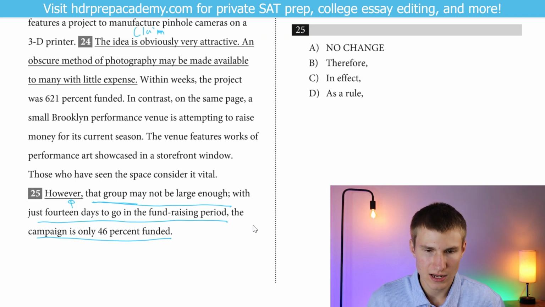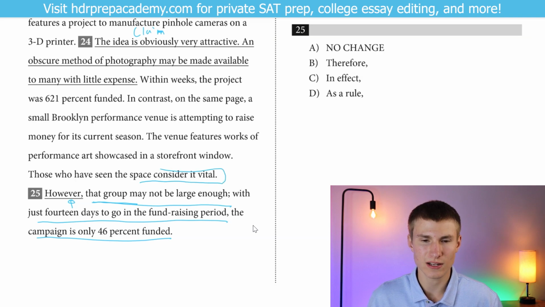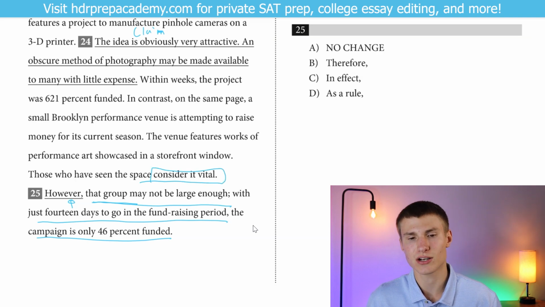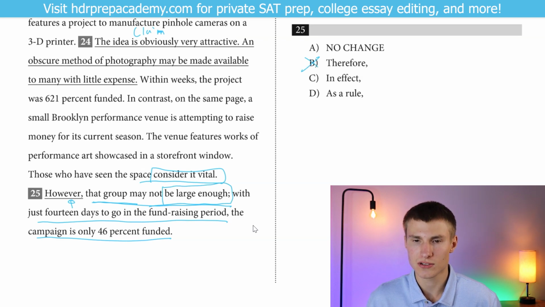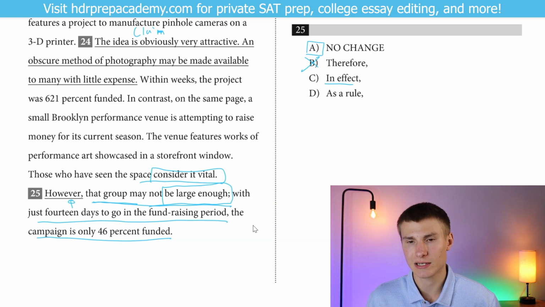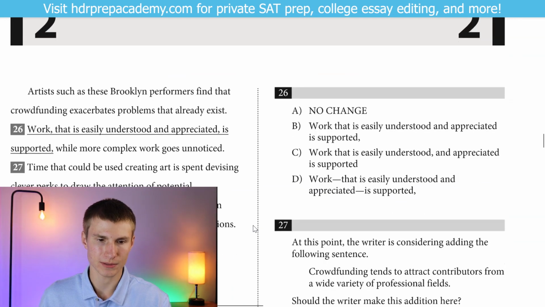Well, that right there is indicating a contrast, right? We have people who are considering it vital, but at the same time, it's going to go unfunded, right? That group's not large enough. Okay, so those are contrasting ideas. It's not causal, so B is incorrect. We want to focus on that contrast with answer choice A. However, it's not going to be in effect because once again, no effect there. And then D, as a rule, we're not providing any sort of rule there. All right, let's go ahead and keep reading.